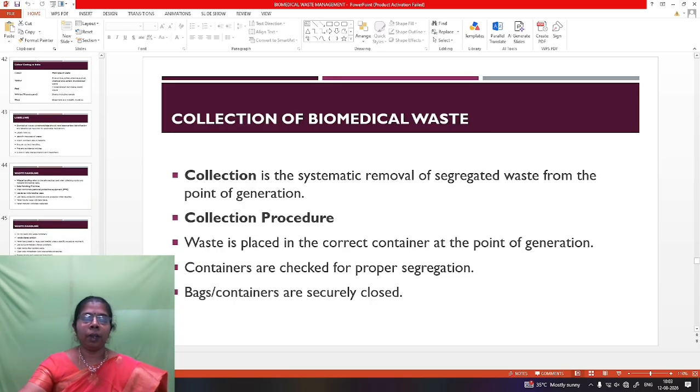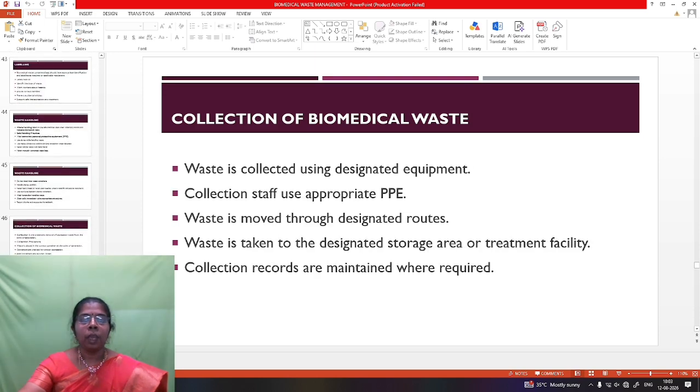Next one is collection of the biomedical waste. The collection is a systematic removal of segregated waste from the point of generation. At the point of generation itself we have to segregate. In the collection procedure, the waste is placed in the correct container at the point of generation. The containers are checked for proper segregation. Bags or containers are securely closed. Biomedical waste is collected using designated equipment. Collection staff use appropriate PPE. Waste is moved through designated routes, that is transportation. The shortest route is preferred for transporting waste from the segregation point to the disposal site. Waste is taken to the designated storage area or treatment facility. The collection records are maintained where required.